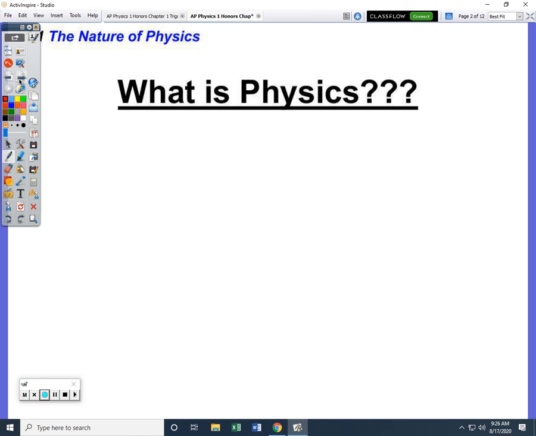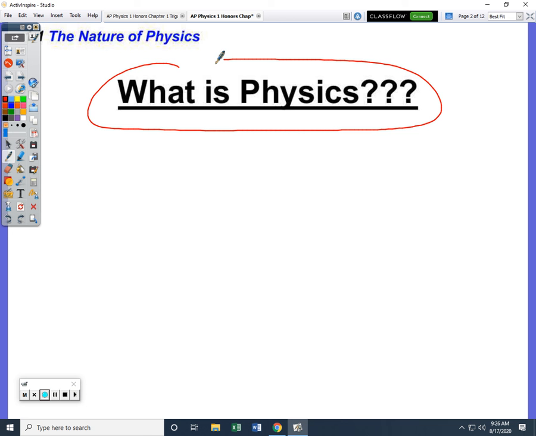But if we get into this, we really need to answer this question: what in the world is physics? If someone asks you, what are you taking, what are you doing? You're going to say, okay, I'm studying physics. And they're going to say, what is it? We know it has the word physical in it, but what does that actually do for us is going to be important.